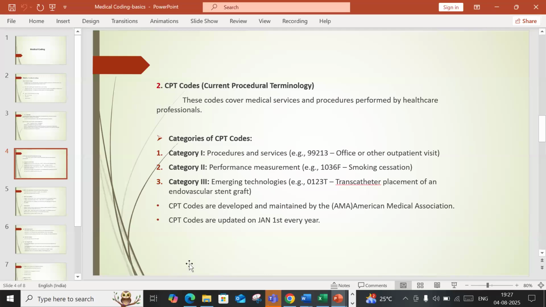But for ICD, there is still time, because that is updated on October 1st every year. So there are still 2 months of time. After October 1st, again, some updates will be there for that ICD manual.